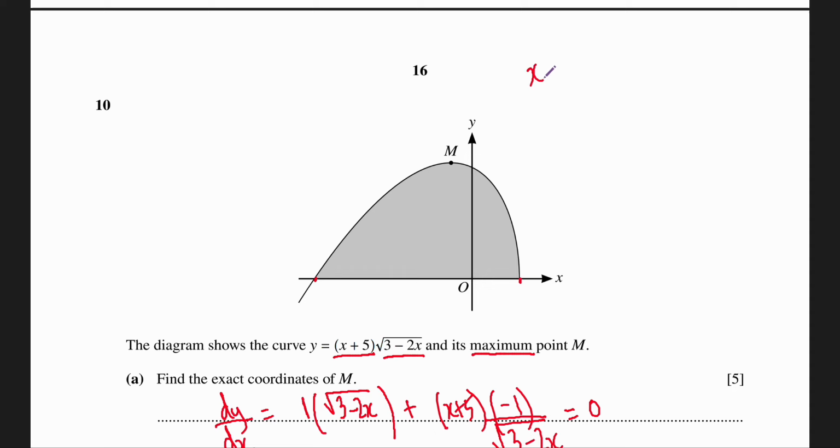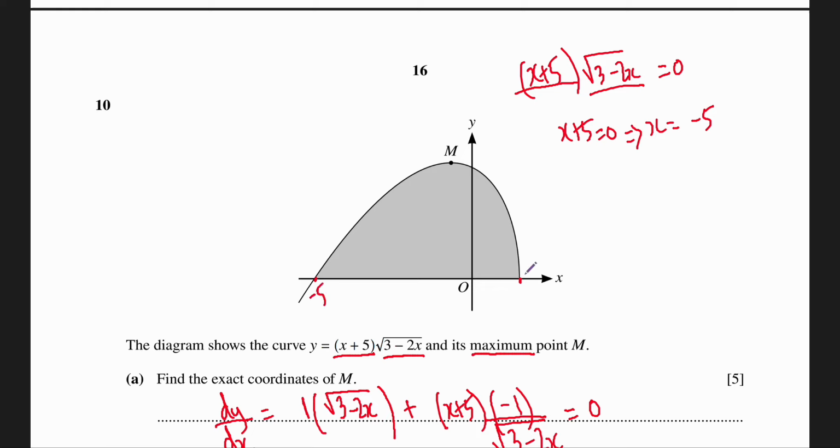So when (x + 5) times the square root of (3 - 2x) is equal to 0, those are the 2 points we need. So either this is equal to 0 or this is equal to 0. Let's start with this right here. So if x + 5 is equal to 0, then x is equal to negative 5. Right? So that's negative 5 right there.